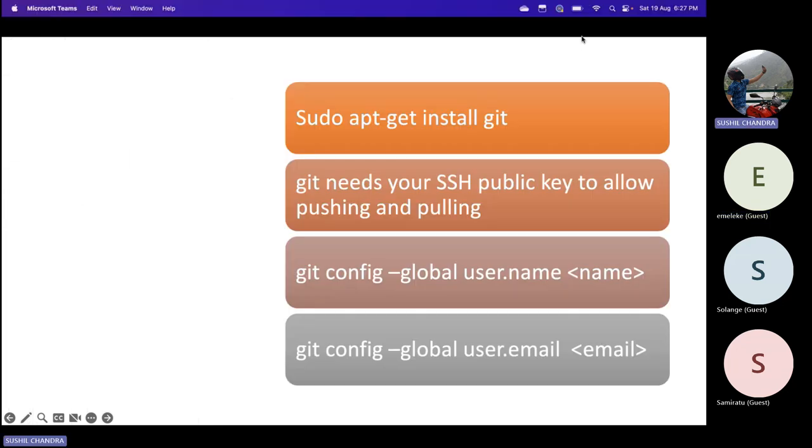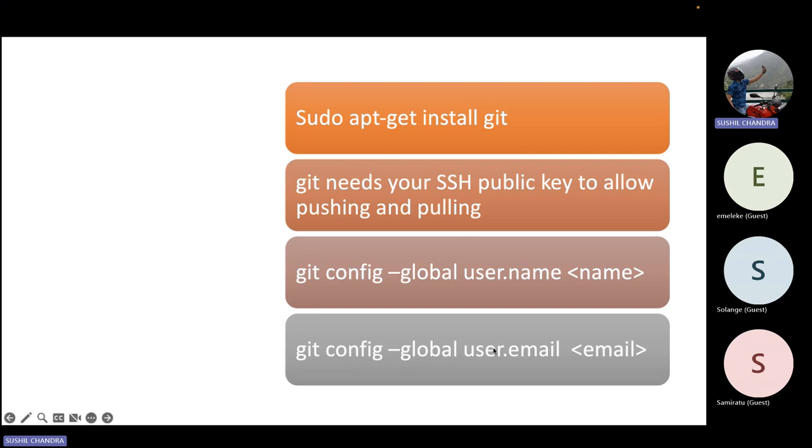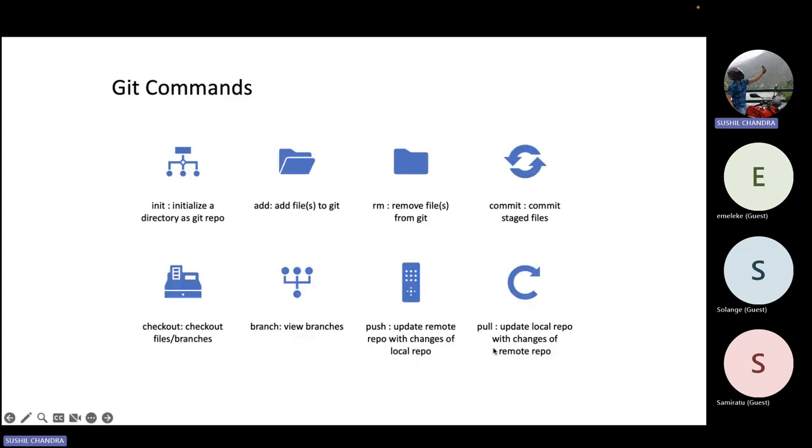So we are good to go. This is the command to install git: sudo apt-get install git, or maybe sudo yum install git for Amazon Linux. You need your SSH key to allow pushing, so we will do this also. The SSH key should be added into your repository if it is not public, right? And you need to configure your name globally. So this will be all about the hands-on, right?